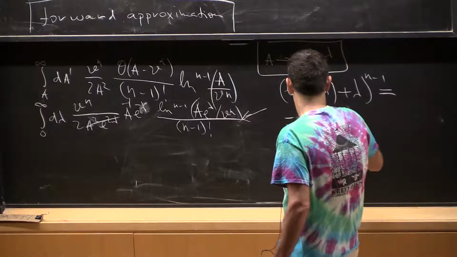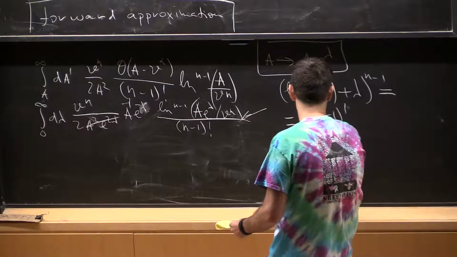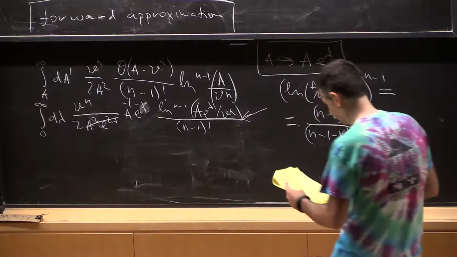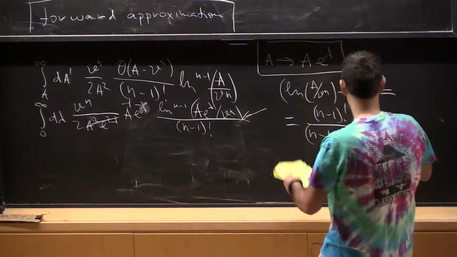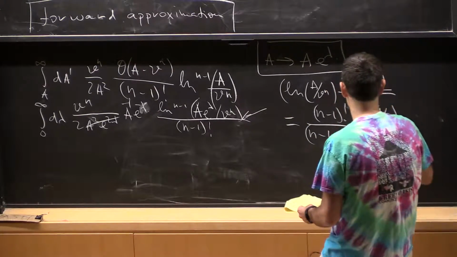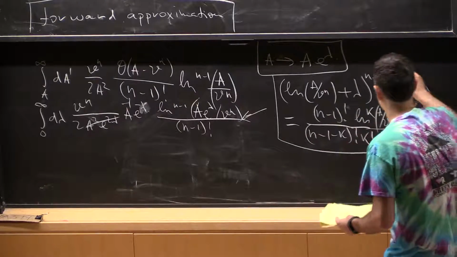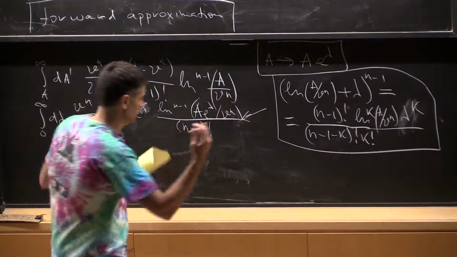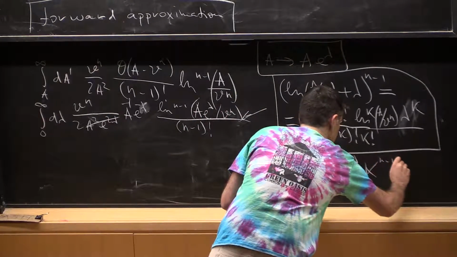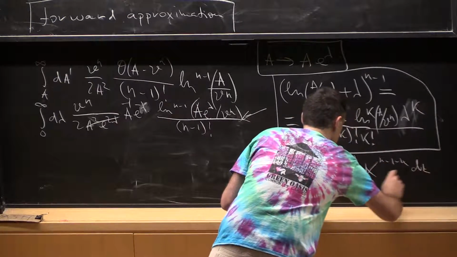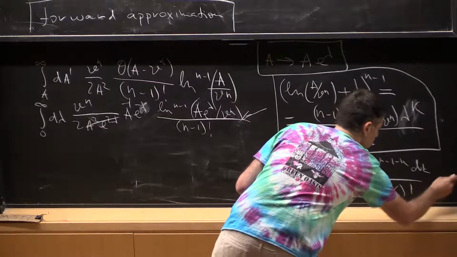So let's see. How does it go? It's 1 minus k. Okay, let's see if I remember my binomials. K, A, V, N plus, oops, lambda k. All right, so this is a box that's useful, if you really don't remember. n minus 1 minus k, dk, n minus 1 minus k factorial 1. Okay?